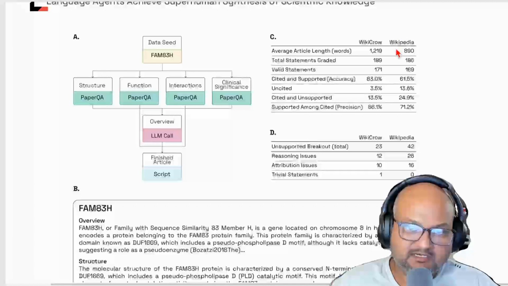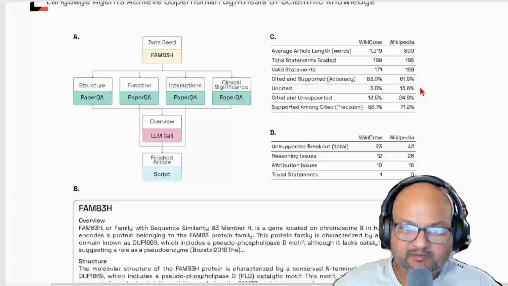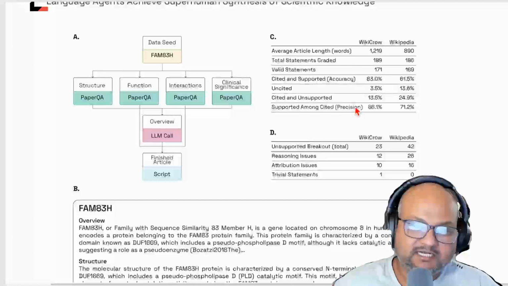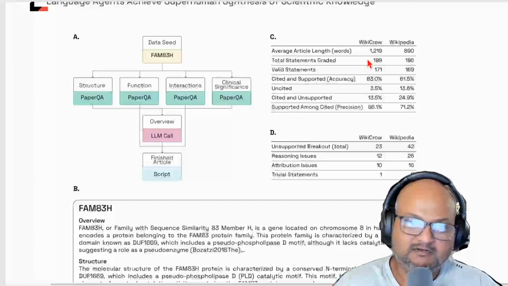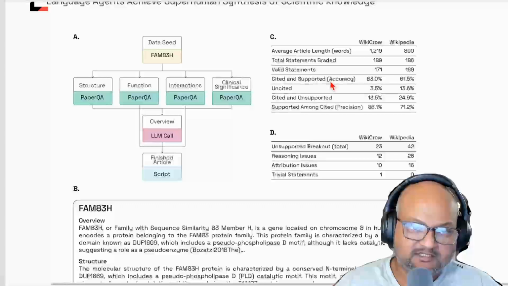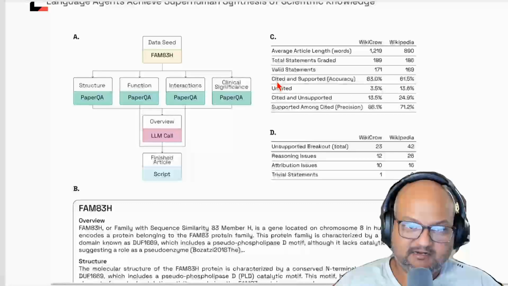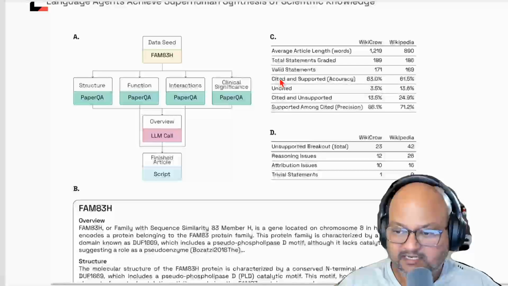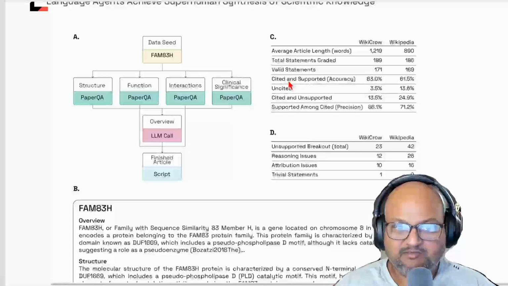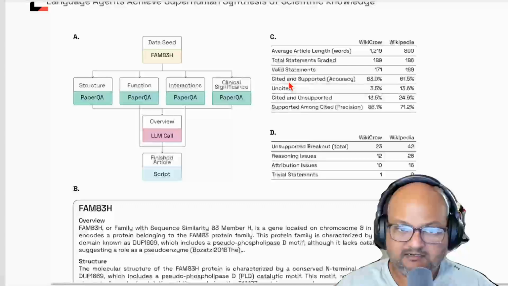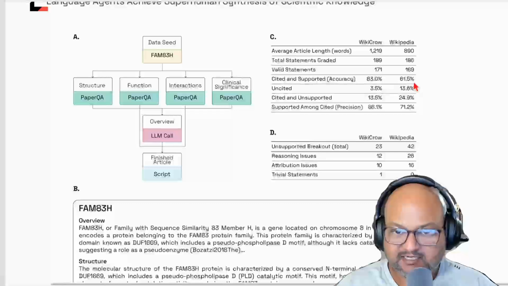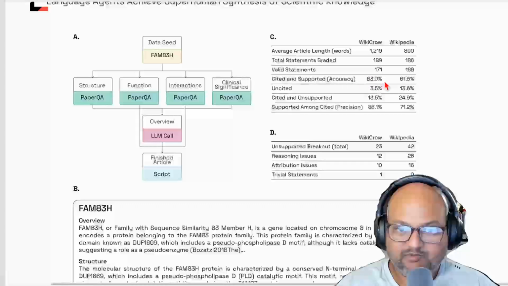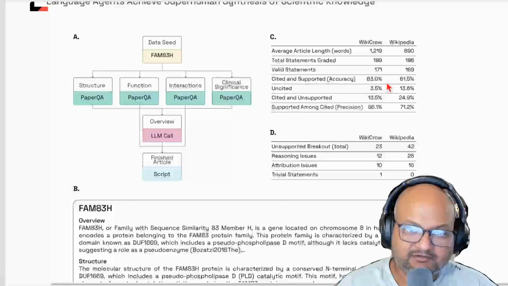This table shows a comparison between existing Wikipedia articles and the articles generated by this system. As you can see, the average length is a good deal longer than the Wikipedia human-written articles. And here's the interesting part. So the accuracy, which looks at, of all the claims made within that body of text, how many are cited and correctly supported by those citations. Wikipedia only had about 60%, whereas this WikiCrow system gets about 83%.